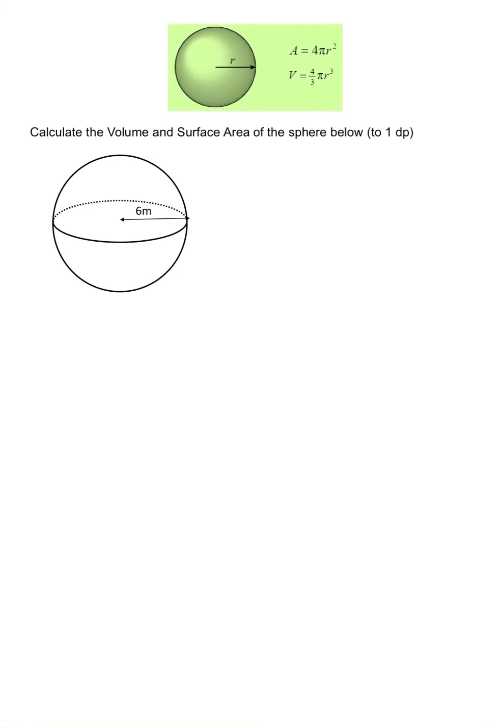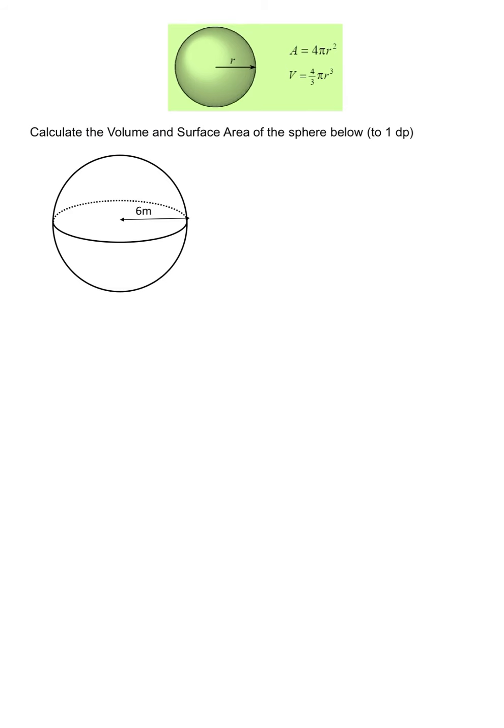In this video, we're going to be looking at finding the volume and surface area of spheres. Now, the formulas for the volume and surface area of a sphere are given to you in your lab books, okay, and they are shown up here. So, first of all, let's get the volume of this question.